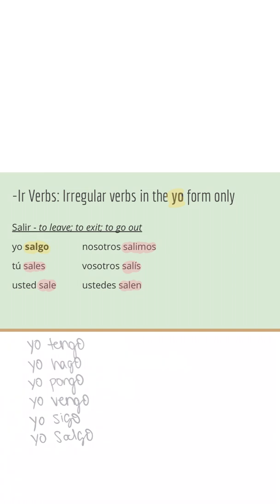All right, so hopefully some of these will stick out in your mind there. Some of them are extra irregular. Some of them are only irregular in the yo form. But hopefully nailing down these tenses will be a breeze.